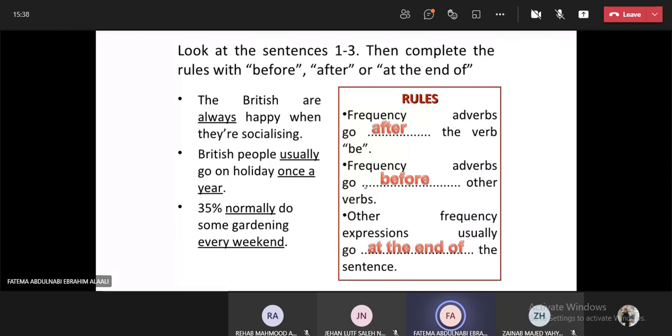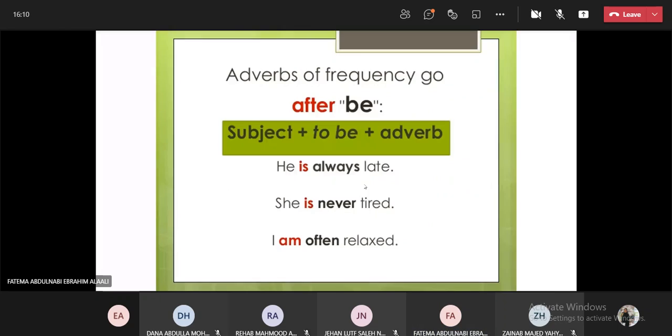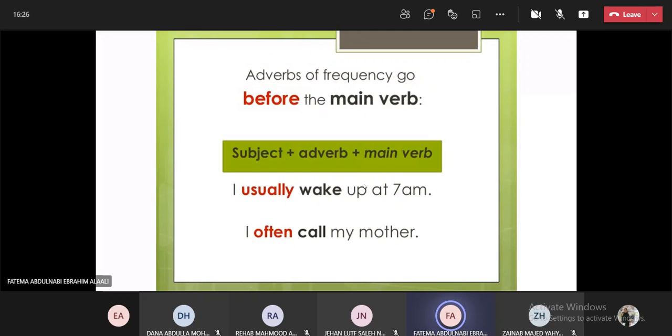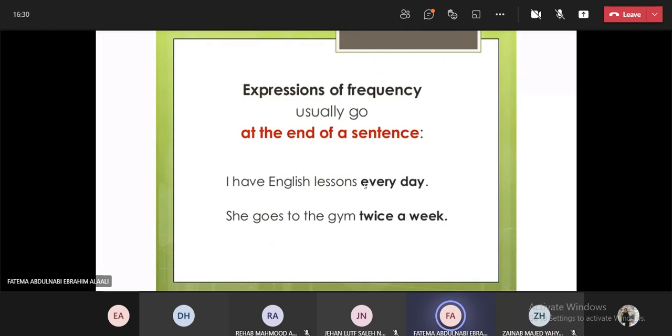The second and third rule says that adverbs of frequency come before other verbs, and the expressions usually go at the end of the sentence. Okay, and we have another example: I normally do some grading every weekend. So normally comes before the main verb, and every weekend comes at the end of the sentence. So this is the position of adverbs of frequency. They go after the verb to be: if there is a verb to be, is, am, or are, it comes after it. And for the main verb, adverbs of frequency go before the main verb. And expressions of frequency usually go at the end of the sentence.